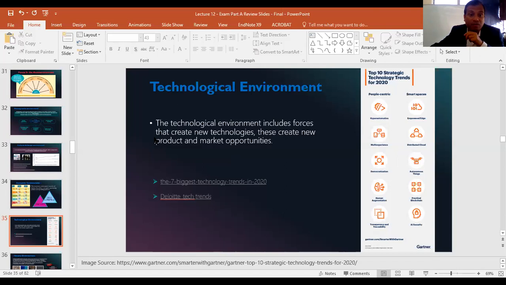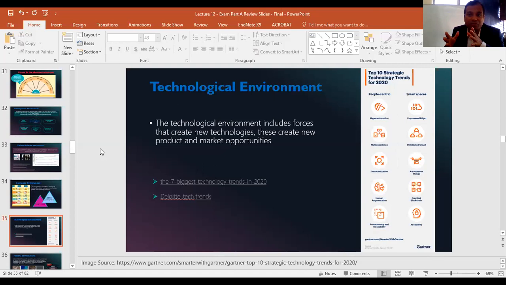So probably one way to look at all these things is to quickly go through and download all the slides from week 1 to week 12, and see if there is any slide, like for this example, where it says that Gartner suggests something. You can make a note somewhere that if a macro environment question comes in the exam, I will frame this argument in that answer.